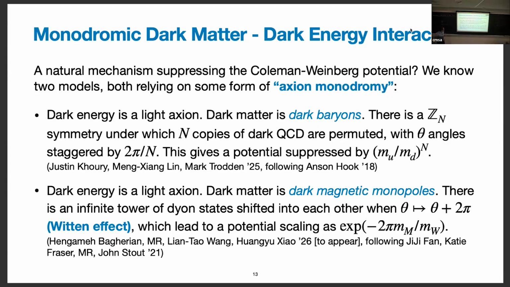So that's one way of doing it. What Hengame and Liantao and Huang Yu and I are thinking about is a different way of canceling the potential, which builds on some other work that I did with Gigi Fan, Katie Fraser, and John Stout a few years back, where we showed that if you have magnetic monopoles that have this dyon mode I was mentioning, so there's an electric charge the monopoles can acquire, and when you shift theta to theta plus 2 pi, they rearrange themselves. There's again a kind of conspiracy where the loop corrections from each of these states roughly cancel with each other.